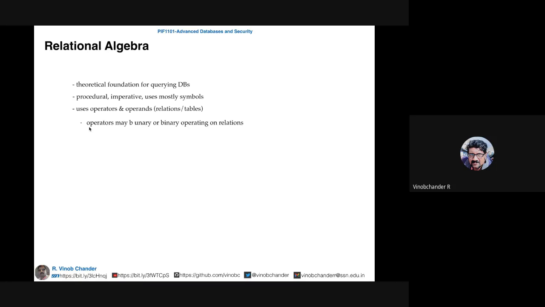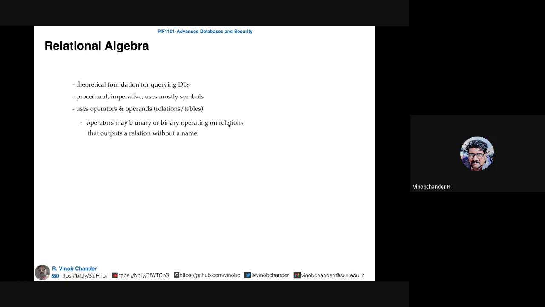And the next point is these operators may be unary or binary. The operators may be either unary or binary operating on the relation, right? So a unary operator operates on a single relation, whereas a binary operator operates on more than one relation, or essentially two relations. So far clear, Akash? Yes, sir.